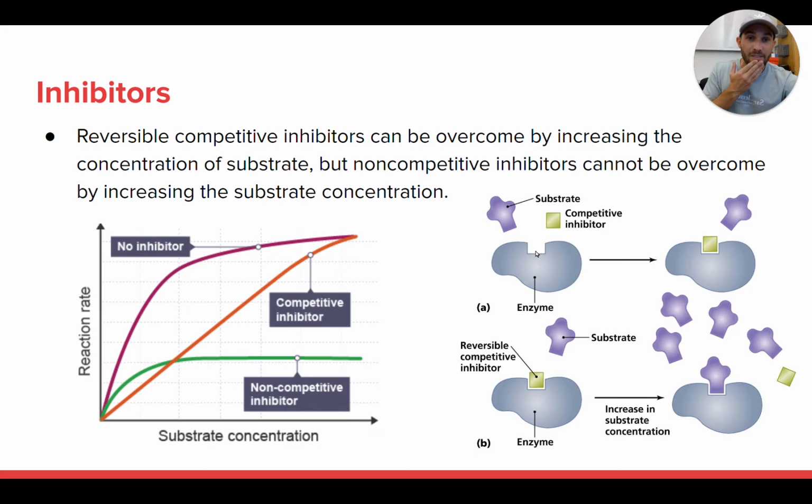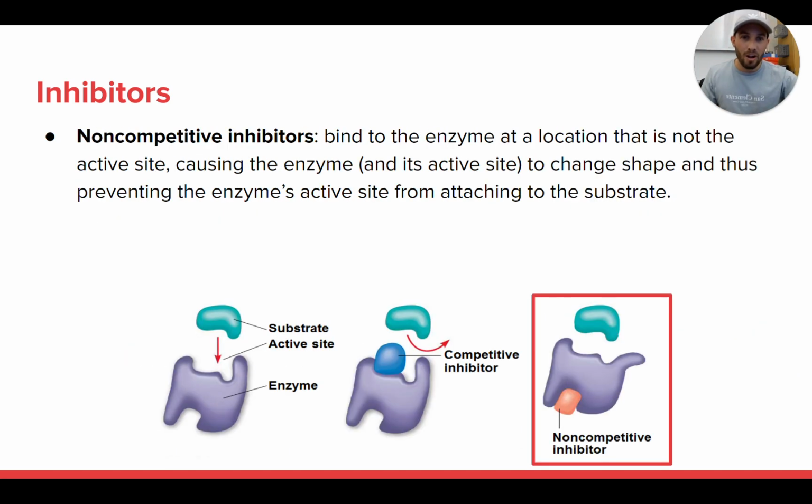Now, that's different if you have a non-competitive inhibitor. If you have a non-competitive inhibitor, it really doesn't matter how much substrate you have, because they're not competing for the same spot. So you could have lots and lots, thousands and thousands of substrate molecules that this enzyme is surrounded by. But if you only have a few non-competitive inhibitors, they just have to walk up. They just have to bind to this other location on the enzyme, and it's going to stop the enzyme from being able to work.